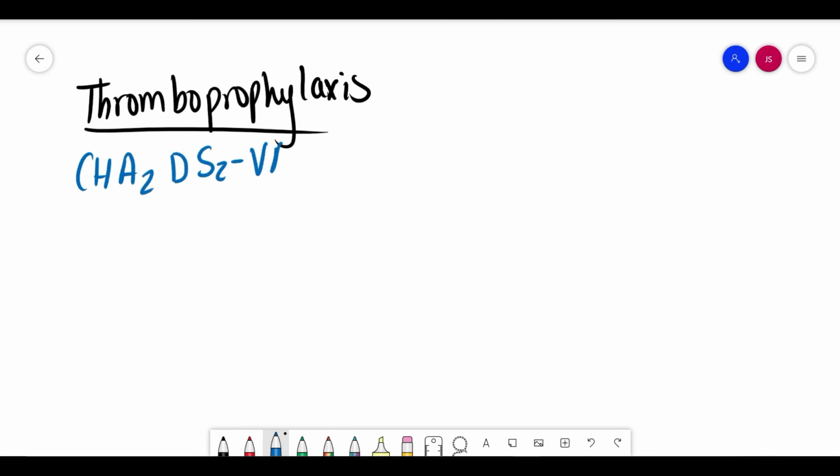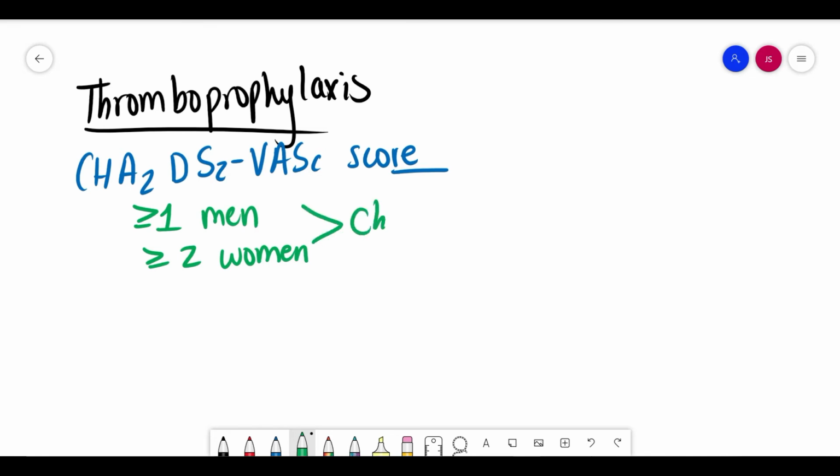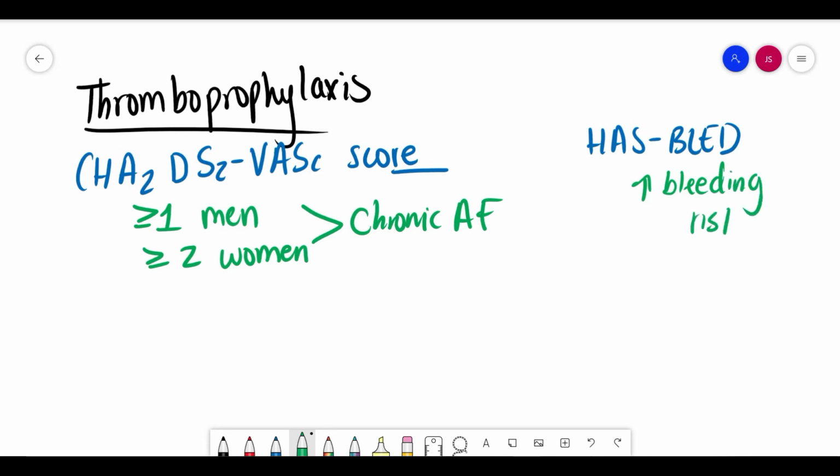Now, thromboprophylaxis is something very important in AF. So remember the CHA2DS2-VASc score? Well, this little fella is going to help us define which patients will require some sort of prophylaxis. So if there's more than 1 in men and more than 2 in women, chronic AF, this patient would definitely need some anticoagulation. But we need to weigh out the risk of bleeding with the HAS-BLED score.